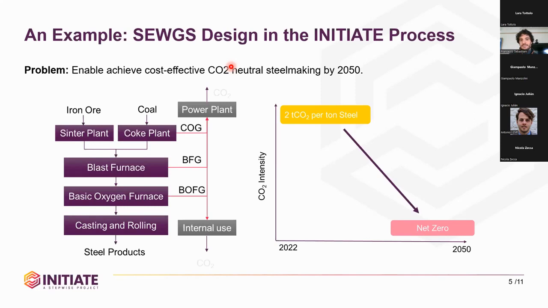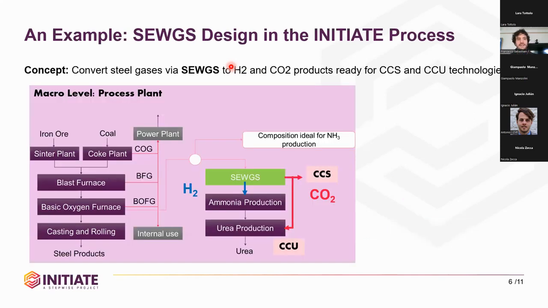And to respond to this opportunity, we make a concept, which is to convert the steel gases via the CX technology to hydrogen and CO2 products that are ready for CCS and CCU technologies downstream. So you see indeed the picture that was also presented before, where we reroute the residual steel gases of the steel plant to our Initiate plant, where we are able to produce CO2 that can be stored or reused for the production of chemicals.